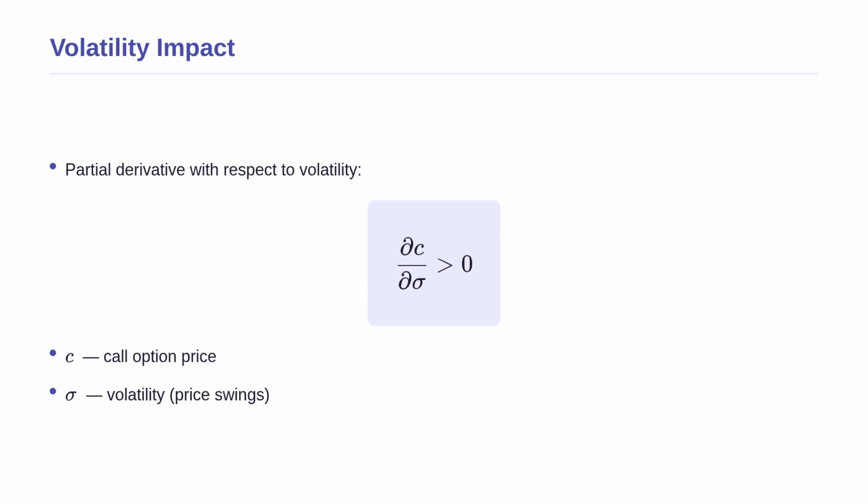If a stock is completely flat and never moves, an option is highly unlikely to suddenly become profitable, so it is cheap. But if the stock is jumping wildly, the option acts like a lottery ticket with a high chance of winning, so it costs more.